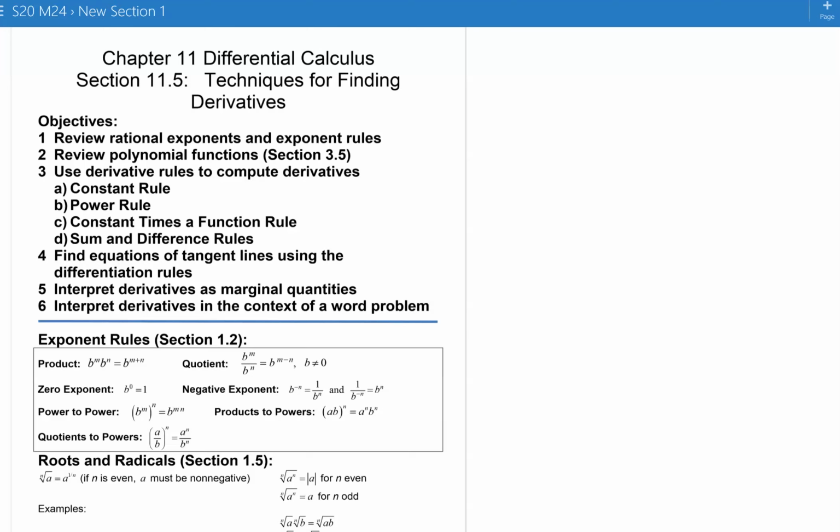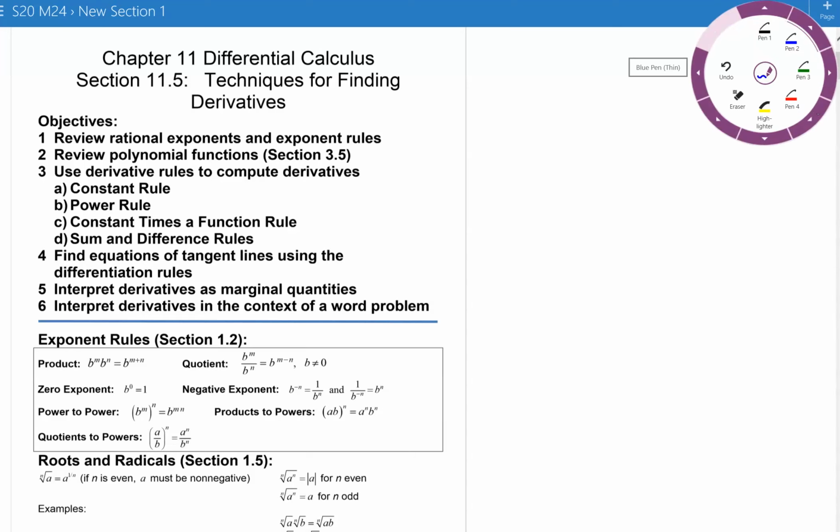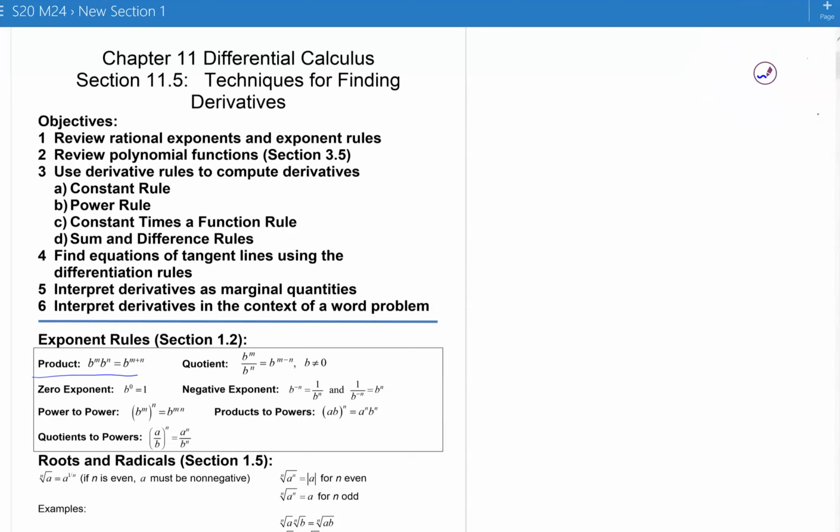So first we're going to go through the exponent rules, and one at a time, the product rule, and then we'll do the quotient rule. So the product rule says if my bases match, I add my exponents.